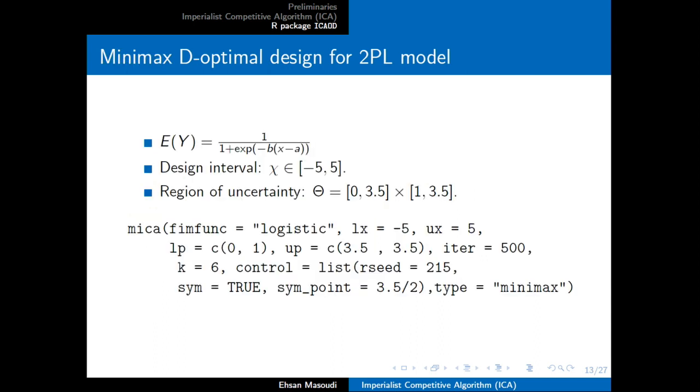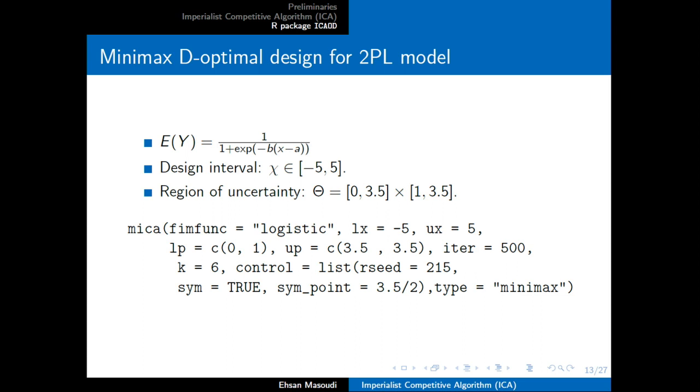And this is the second question. This is for minimax optimal design. So instead of an initial value for the parameter, I have bounds for the parameter. So it is between 0 and 0.5 and between 1 and 3.5. And I just change here the lower bound and the upper bound of the parameters. And here I have done a kind of extra work.